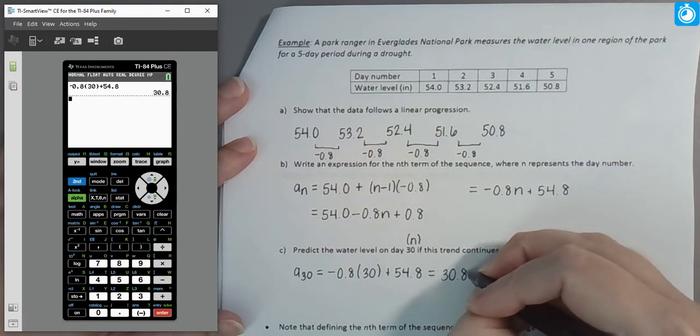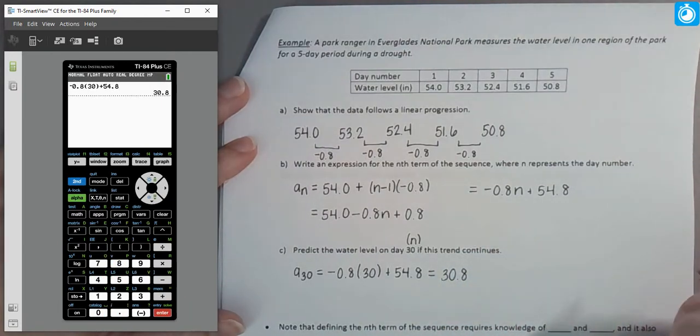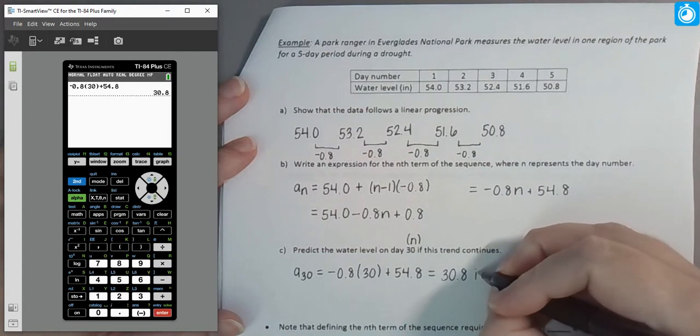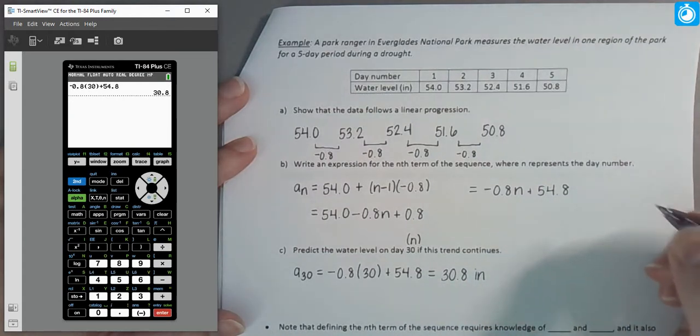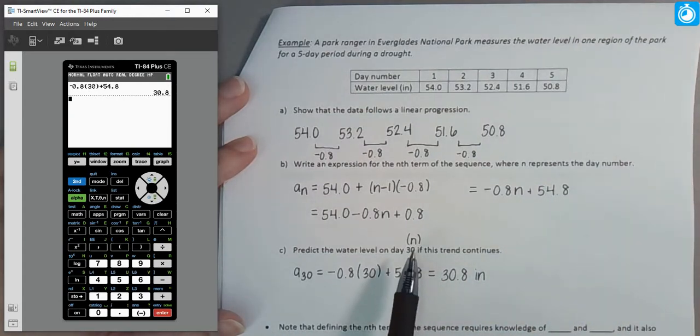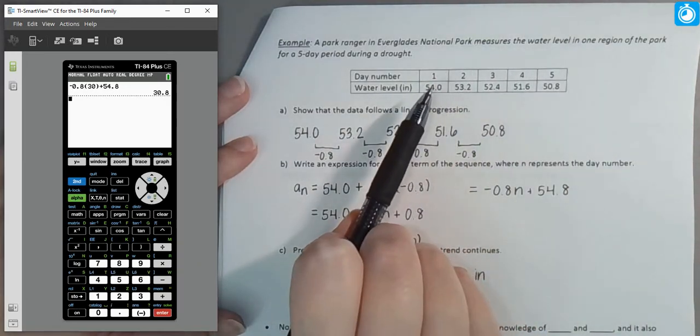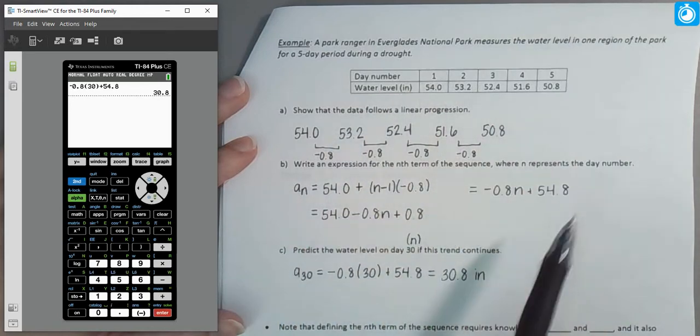And of course, since this is an applied problem, we want to indicate the unit. Well, we're talking about the water level on a particular day, and we know the data is given in inches, so this will be 30.8 inches. So after 30 days, if this trend that we see were to continue, we will have gone from a 54-inch water level down to a 30.8-inch water level.